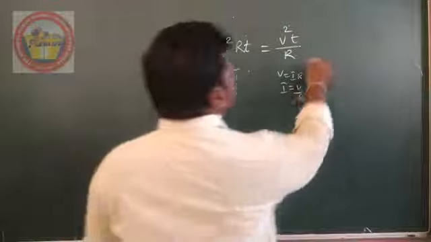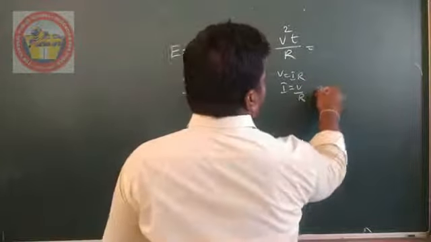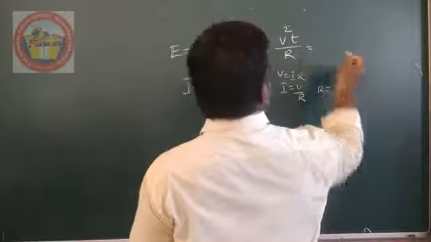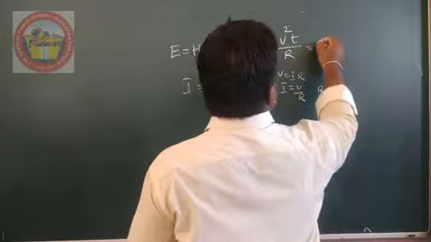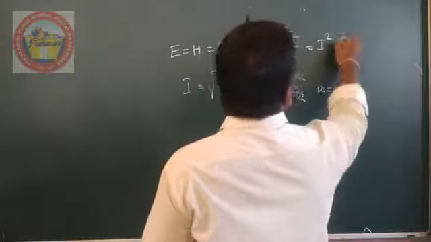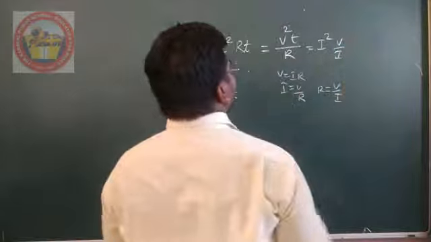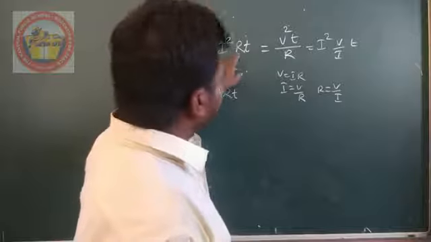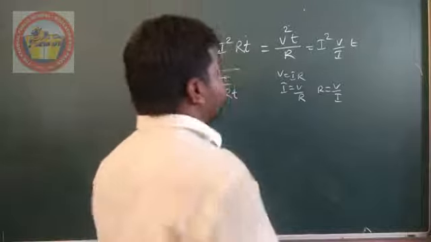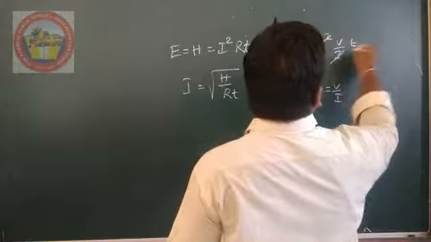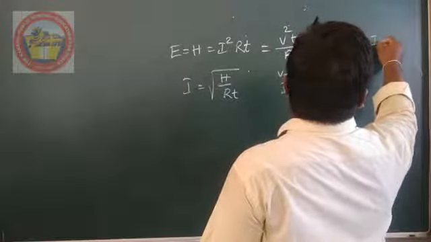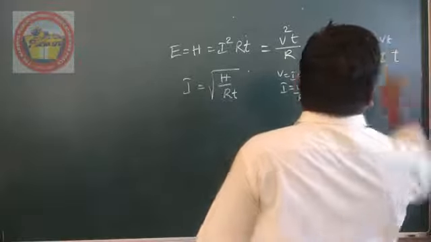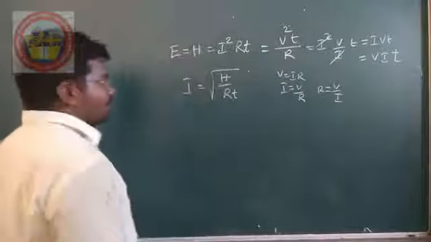If we use the value R is equal to V by I, we get I square into V by I into T. I square is the same, and instead of R we put V by I, T. I gets cancelled. We get I into V into T, or VIT. Okay, so these are the expressions.